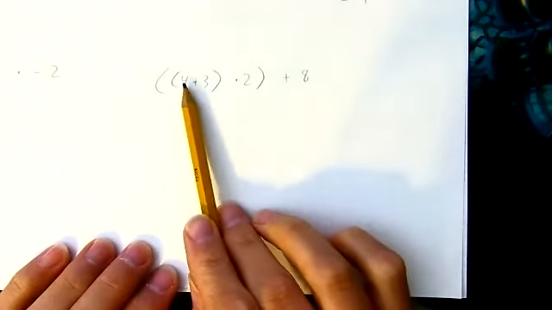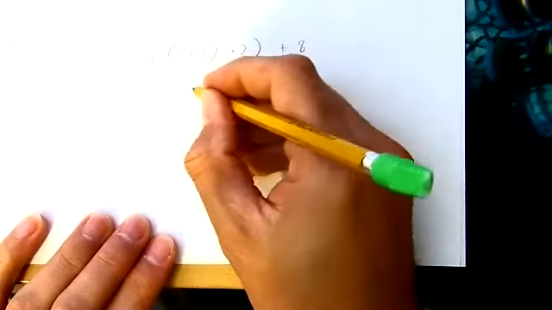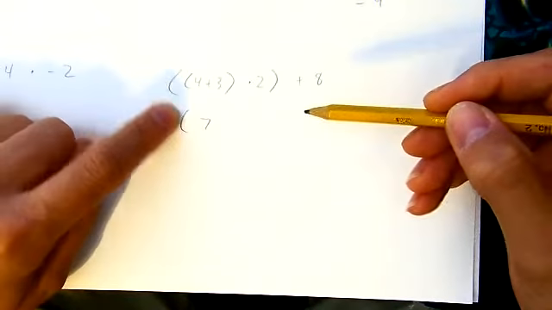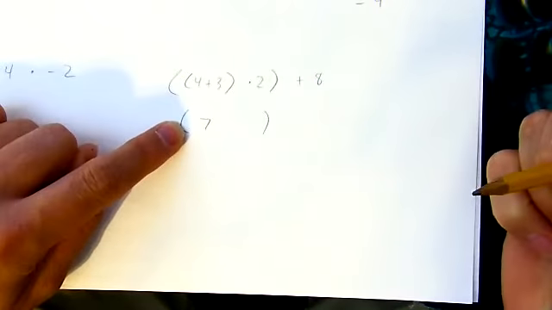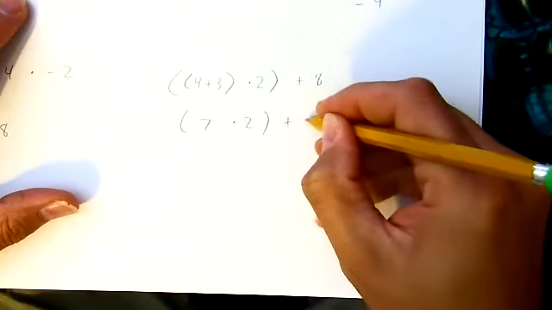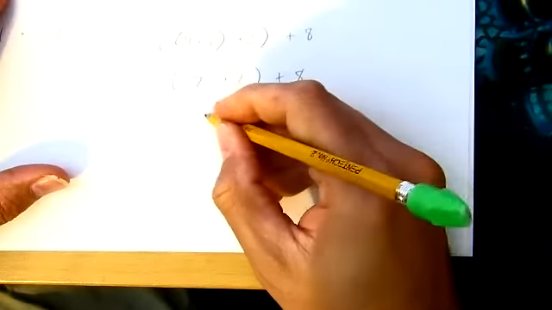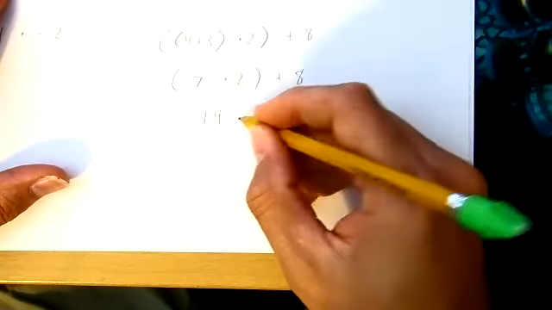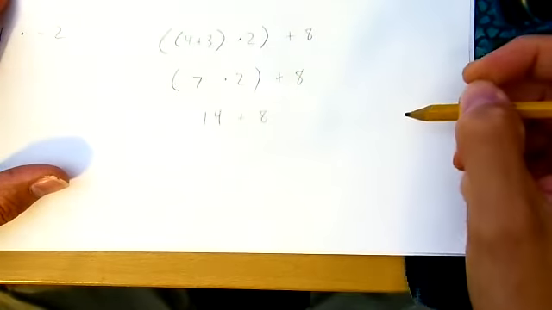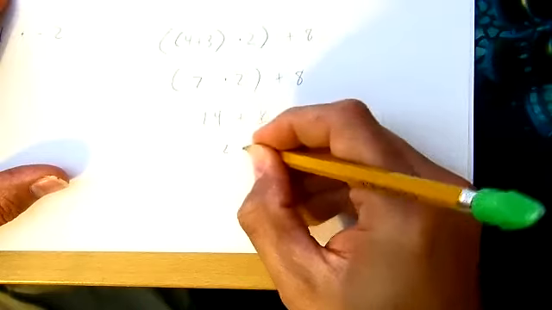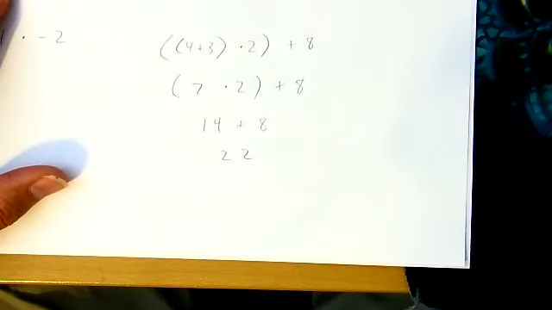So the first thing you would do is 4 plus 3. Now, since you're not down to one number, you still need to bring these outer parentheses down like that. But you still need to bring down your times 2 and your +8. So now you do 7 times 2, which is 14. Now you can drop the parentheses, +8, 14 plus 8 is 22.